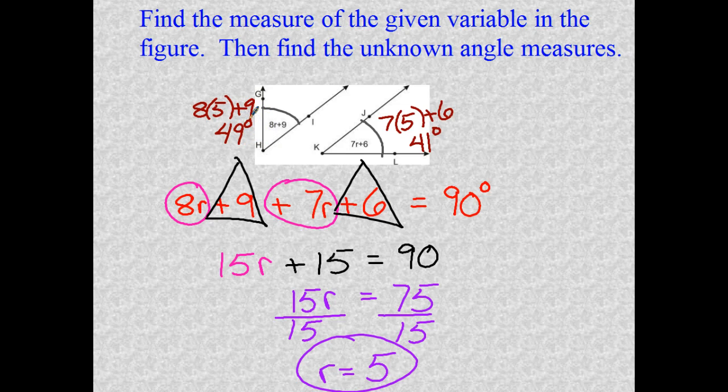Now, if these were complementary angles, when I add 49 degrees and 41 degrees, they should total 90. Let's check it out. 49 and 41, and it does. So we can say that these two angles, when combined together, would form complementary angles, sum of 90 degrees.